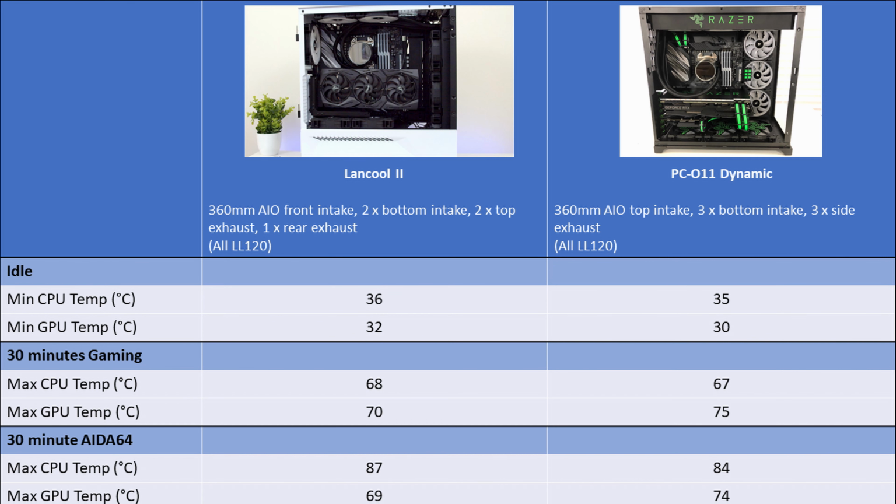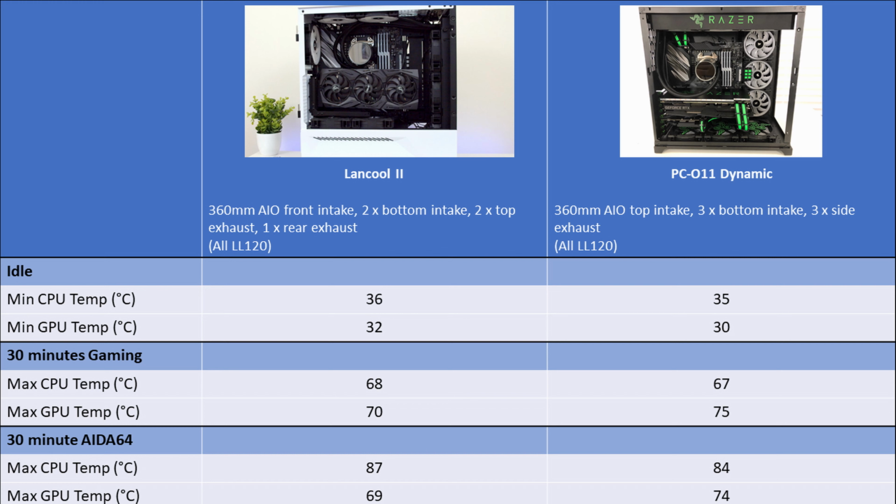So at idle, the minimum CPU temperature in the Lancool 2 was 36 compared to 35 in the PC011 Dynamic. Minimum GPU temperature, 32 in the Lancool 2 compared to 30 in the PC011 Dynamic. So very slightly better idle temperatures in the PC011 Dynamic. During 30 minutes of gaming in the Lancool 2, the max CPU temperature was 68 compared to being 1 degree lower at 67 in the PC011 Dynamic.